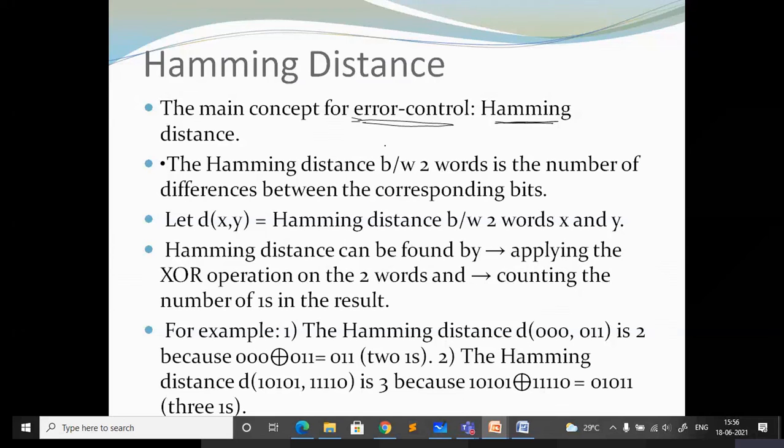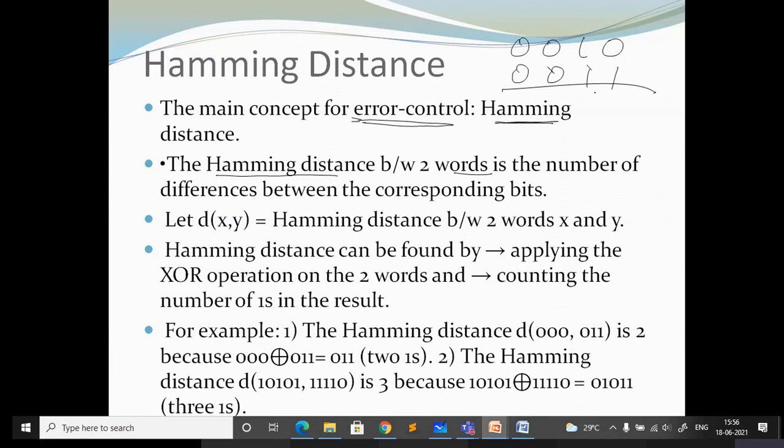So Hamming distance between two words is the number. You need to understand what is the meaning of Hamming distance. It is the distance between two words. Okay, if you have two words, say 0010, and I have one more word, what is the distance between these two numbers?